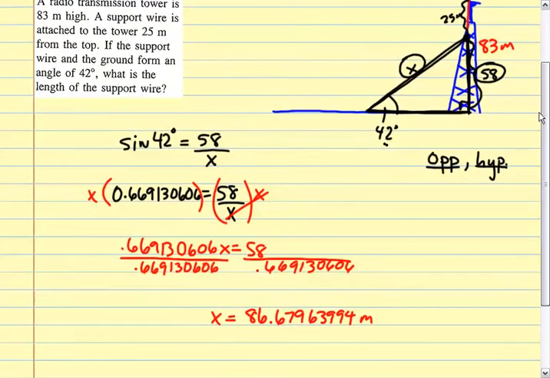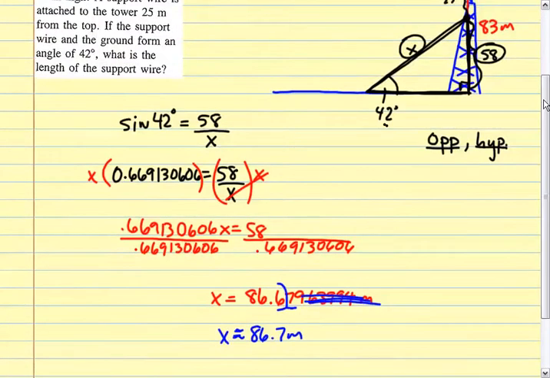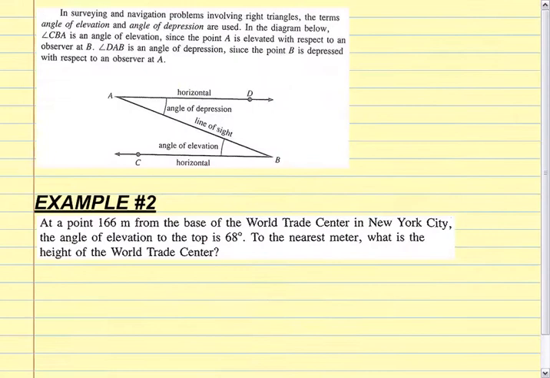Now, did they tell me to round this? They just said, what is the length of the support wire? They didn't tell me to round it, but it wouldn't make sense to carry it out that far. Why don't we just go to one decimal place? Looking at the number behind it, x is approximately 86.7 meters. The key part is realizing what these two sides are to this angle. It's opposite over hypotenuse, so we want to use the sine. Let's look at the next one.